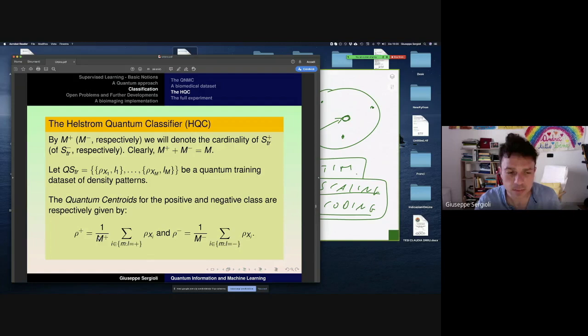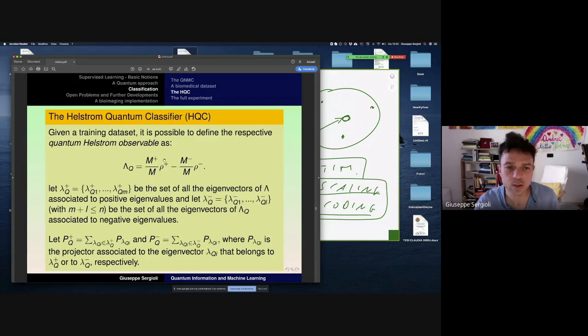So in this way, we can replace exactly what we described before for Helstrom, but in our framework. So again, we consider this Helstrom observable where ρ+ and ρ− are our centroids, and the a priori probabilities are given by the cardinality of the positive objects over the cardinality of the whole set M, in the sense of the cats and the dogs. And this is an a priori probability, because in a certain sense, if we have more dogs, it is a priori more probable that you will pick a dog with respect to a cat.